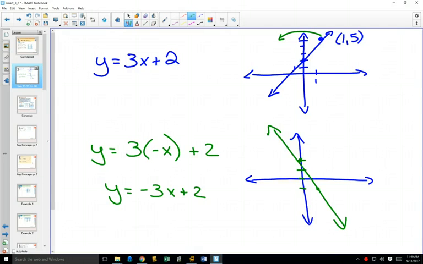Negative 1, 5. So I want to just do a quick check. Is negative 1, 5 the correct point on this equation? If I plug in negative 1, do I get 5 for y? And the answer is yes. So when we replace the x with a negative, that flips the graph over the y-axis.